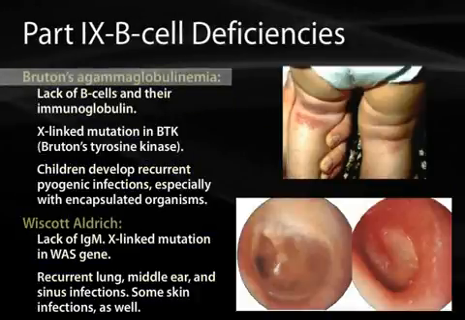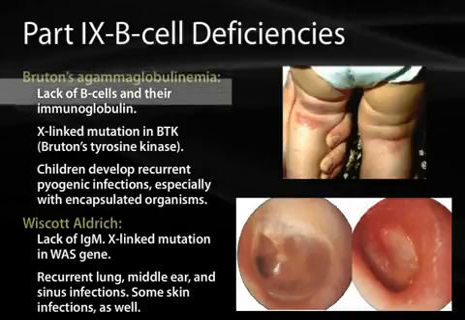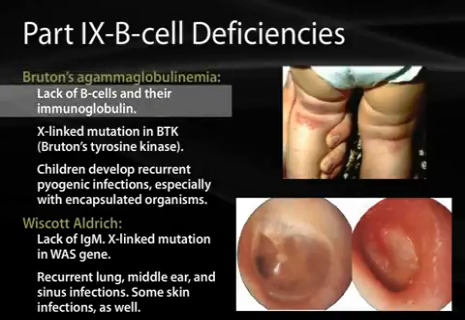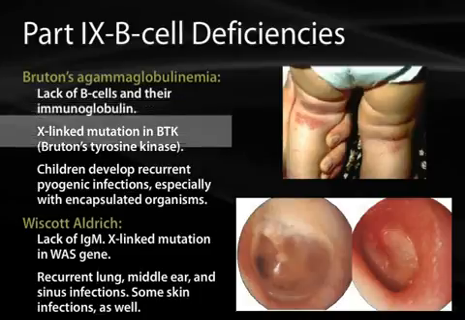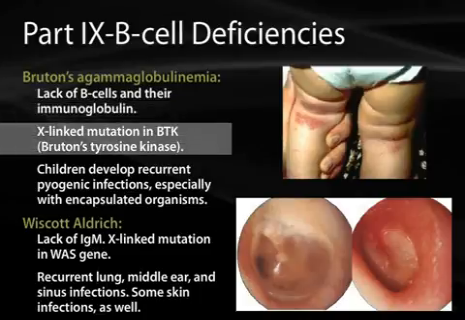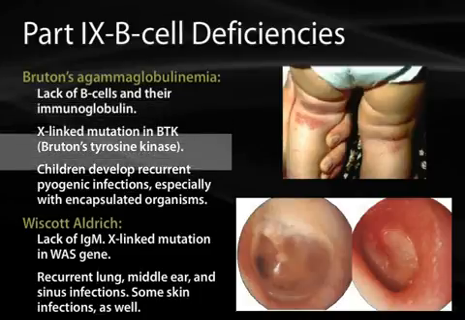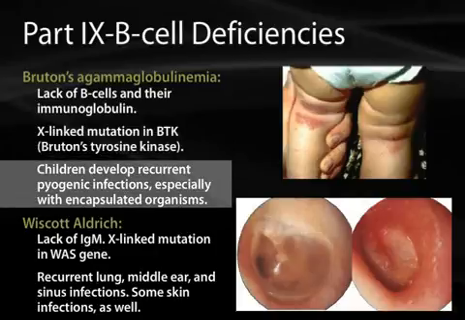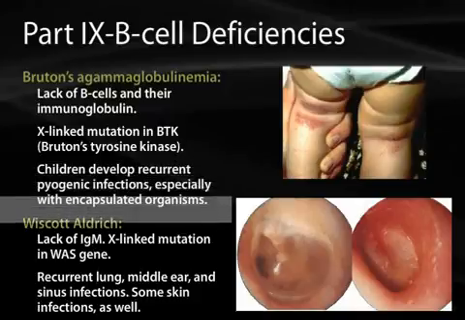Here are a couple B cell deficiencies that are important to know. Bruton's or X-linked agammaglobulinemia is manifested by a lack of B cells and their immunoglobulins. It's X-linked. The problem is in the BTK or Bruton's tyrosine kinase gene. You see in this case children that develop recurrent pyogenic infections, especially with encapsulated organisms. You see lots of different abscesses and things like that.